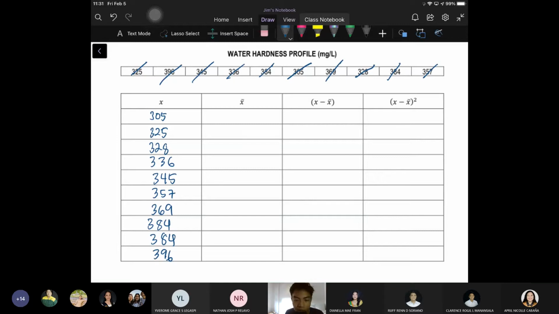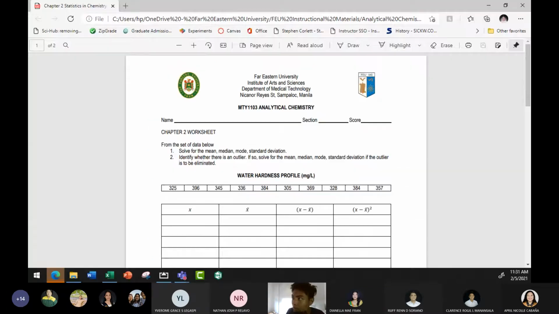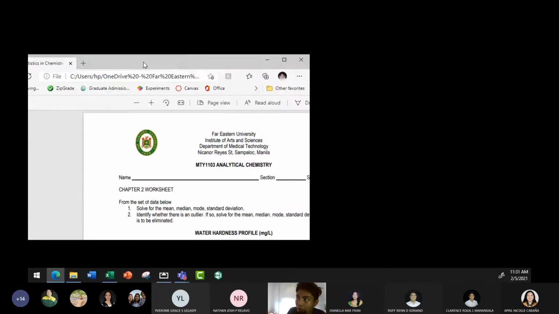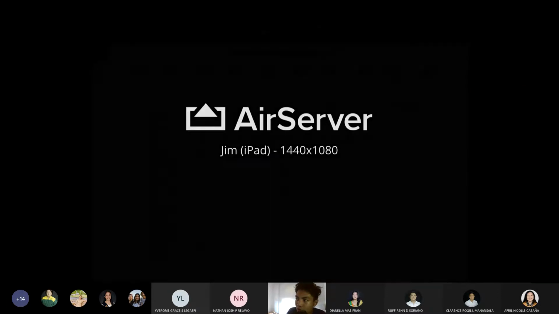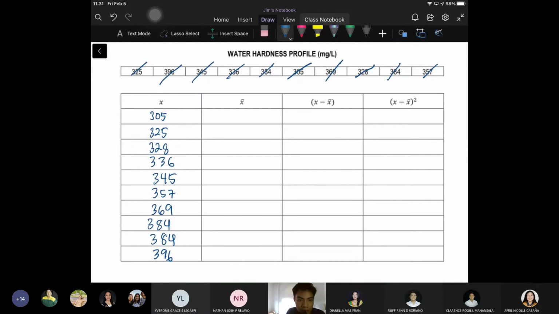Okay, so I already arranged my data points, no? May copy ako dito. So I already arranged my data points from lowest to highest. Okay, so yun yung una mong gagawin. Next, you can solve for the mean, median, mode na.